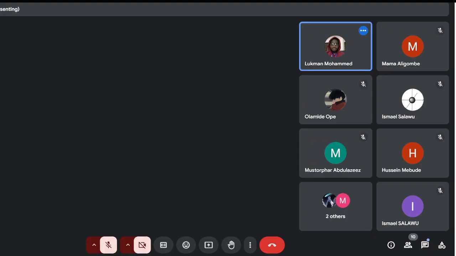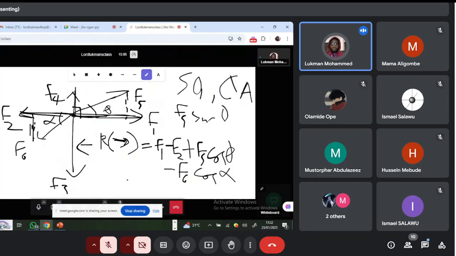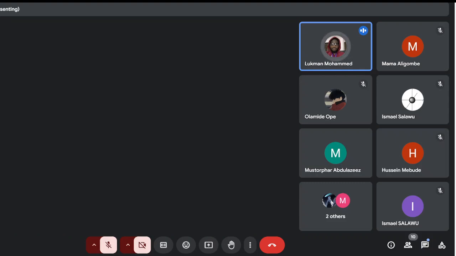The closest horizontal to this F6 is this negative horizontal, and it is adjacent to the angle, so I'm going to use cos. So it's going to be minus F6 cos alpha. Sorry, this is alpha now. If one direction has taken cos, then the alternative direction will take sine.